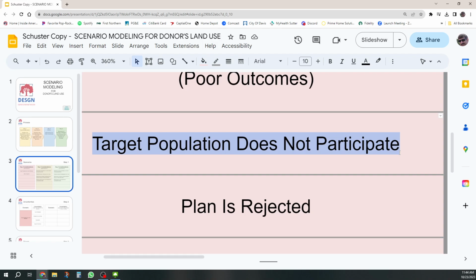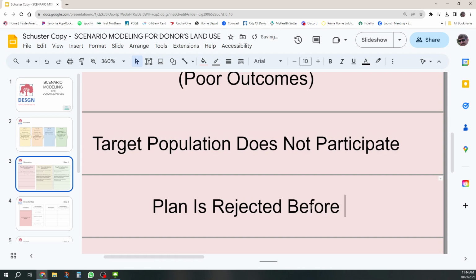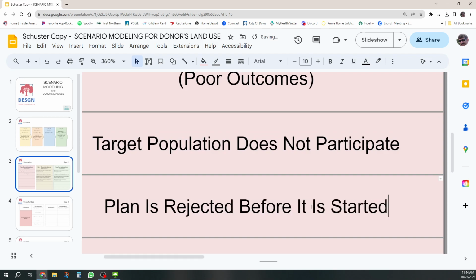I've got another poor outcome that says my plan never gets started. I'm going to make that: it is rejected before it is started. And I haven't said who's rejecting it or why it's being rejected or anything like that. I just say that could be an outcome. I present my cool plan and it goes nowhere. It doesn't even get started. So those are two different poor outcomes because we wouldn't be meeting the goal with either one of these. And then I've got other ones that you can see over here.